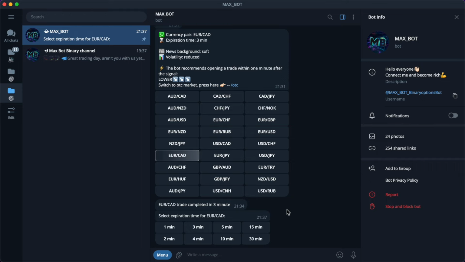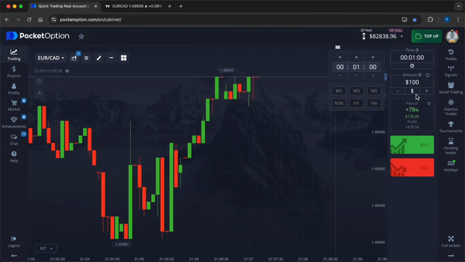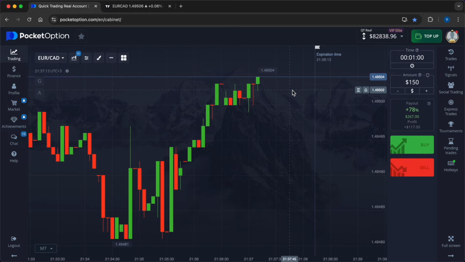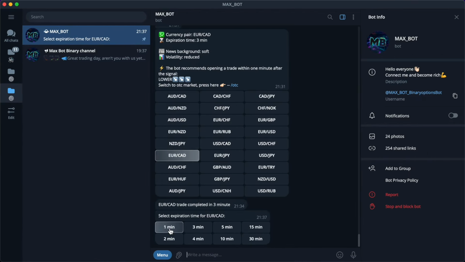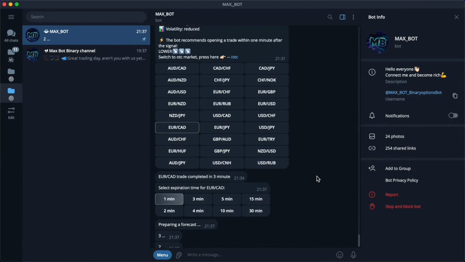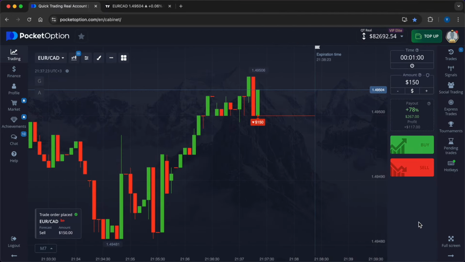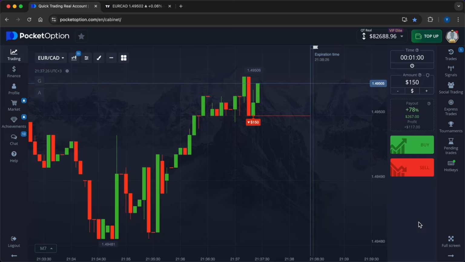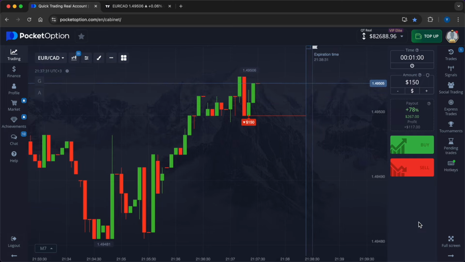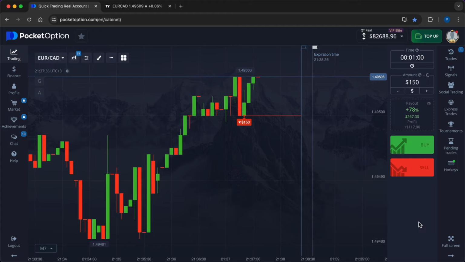I will enter the market on a 1-minute expiry time of $150. To get a signal from the neural network, you just need to press two keys corresponding to the set parameters. In this case, the bot's recommendation is to sell. Price fluctuations are now reduced. The news does not have a significant impact on this currency pair. I entered the trade by pressing the red button in Pocket Option.